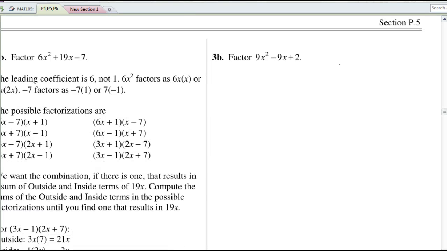Let's do it. First thing we do, first number, last number. 9 times 2, positive 18. Now we need factors of positive 18 that add up to negative 9. Can you guess what they are? Negative 6, negative 3. Split up that middle term: 9x squared minus 6x minus 3x plus 2.